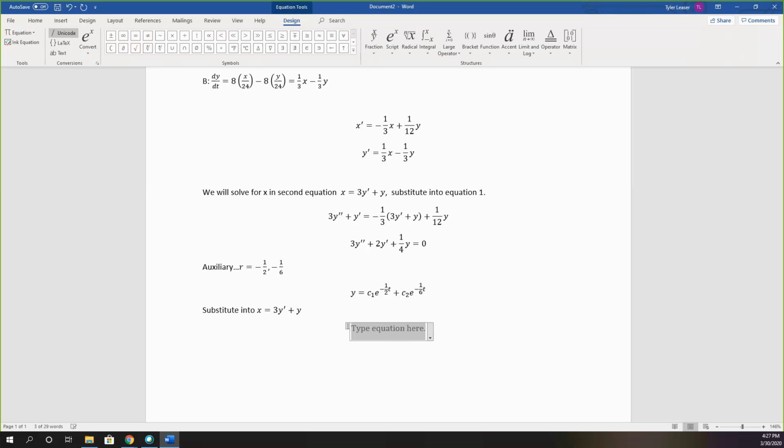So substituting that in, we get x is 3 times c sub 1. I'll write it all out. So x is going to be 3 times this thing's derivative. We bring down the -1/2, still have that C1, and leave that e to the -1/2 t. Taking the derivative of this term, bringing down the -1/6 C2, and we still have that e to the -1/6 t. All right, so it's going to be that thing, and then plus just y itself, which is the C1 e to the -1/2 t plus the C2 e to the -1/6 t.